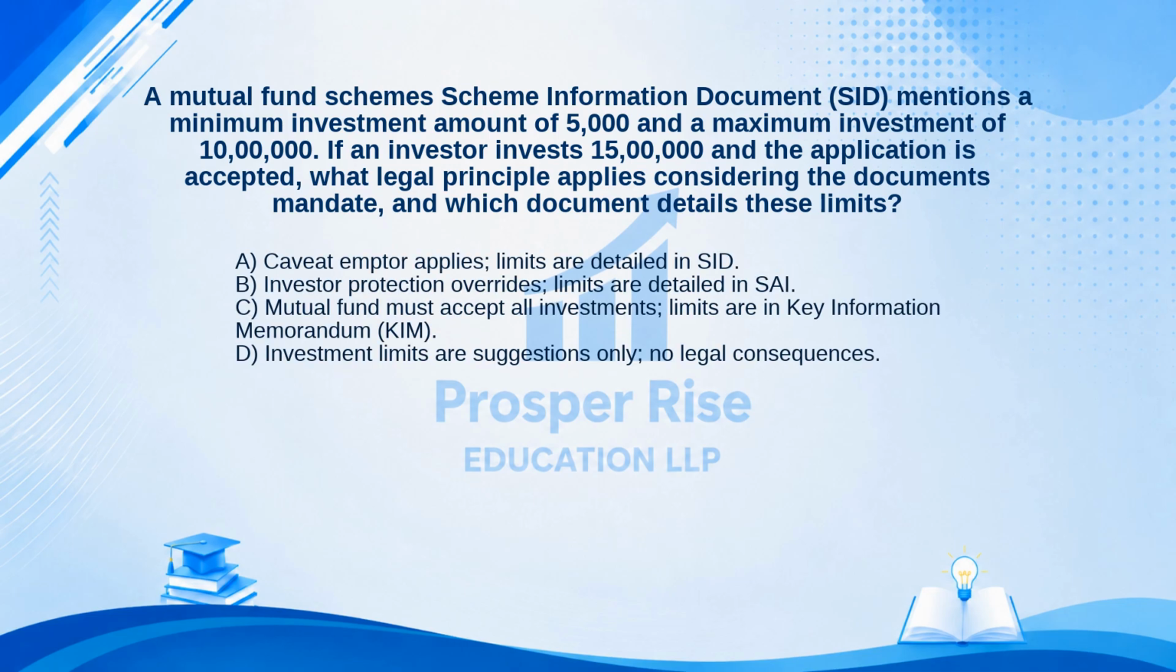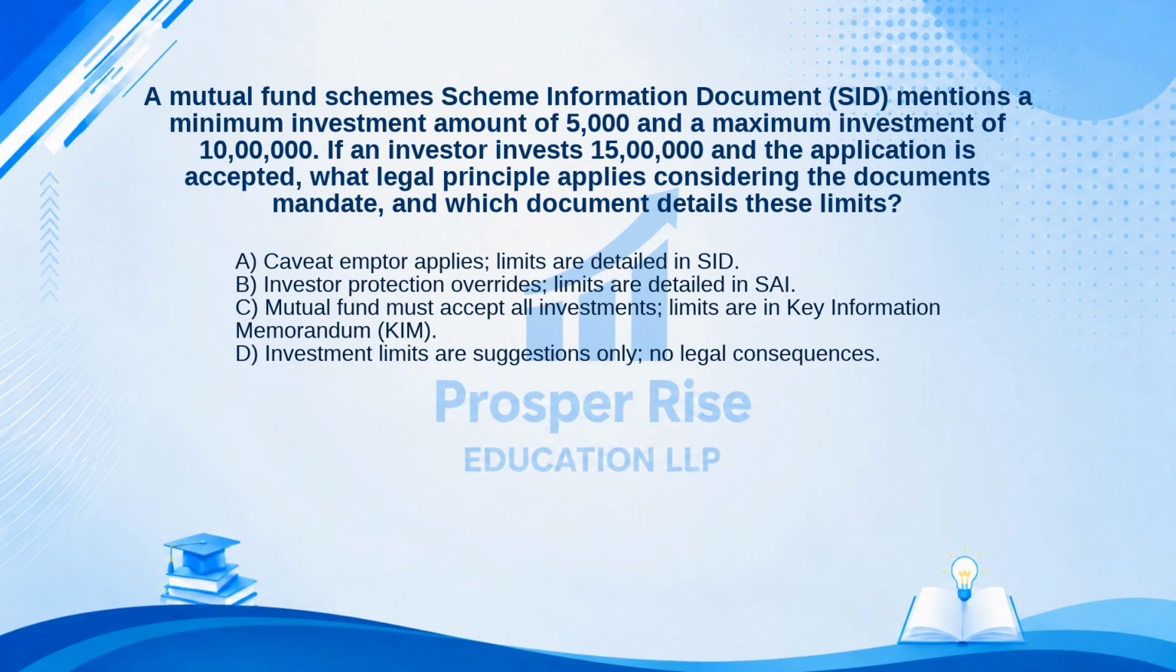Here are your options. A. Caveat emptor applies. Limits are detailed in SID. B. Investor protection overrides. Limits are detailed in SAI. C. Mutual fund must accept all investments. Limits are in Key Information Memorandum, KIM. Or D. Investment limits are suggestions only, no legal consequences. Take a moment to pause the video and decide.